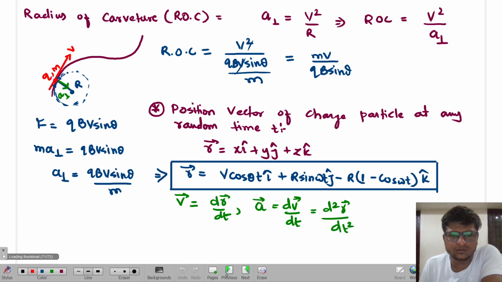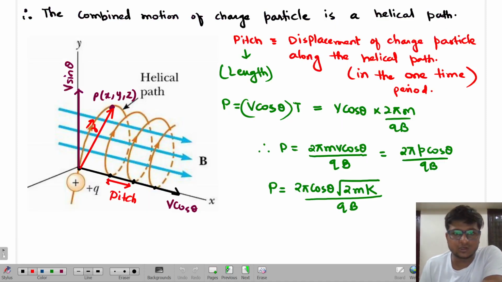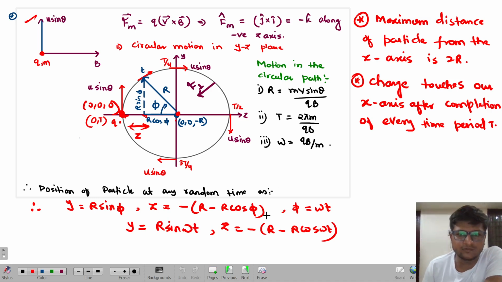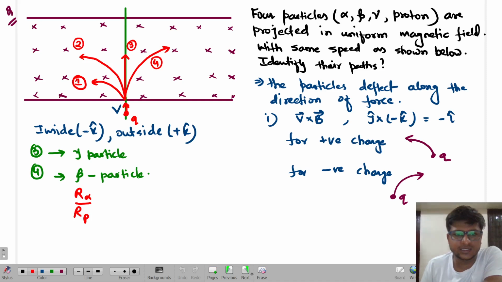Find the formula. Find using formula. What was the formula of radius? It is mv sin theta by qB. Here sin theta is 90.